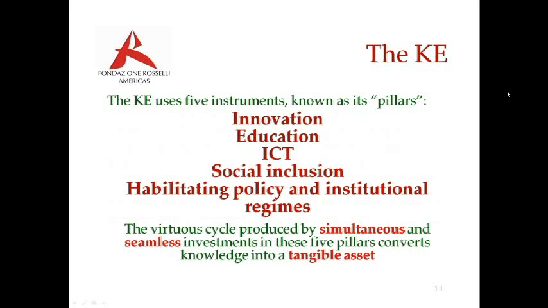And here we come with this more concrete way of defining knowledge economy. So we started with a very general concept, and now we're focusing down to what are referred to as pillars, those elements that make a knowledge economy: innovation, education, ICT, social inclusion, in my opinion, and enabling policy and institutional regimes. But what really characterizes a country in deploying knowledge economy is the virtuous cycle produced by the simultaneous and seamless investment in these 5 pillars that converts knowledge into tangible assets.